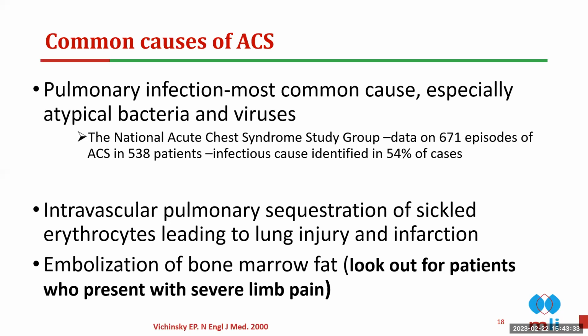But the other pathology could be intravascular pulmonary sequestration of the sickle erythrocytes, that's the red blood cells, and they lead to lung injury and consequently infarction. It could be embolization of the bone marrow fat. And I think this is very important because patients may come with pain in the limbs, and usually the acute chest syndrome may develop within 24 to 48 hours. So it's usually good to look beyond the limb, look out for acute chest syndrome that may be developing so that you can intervene in time.